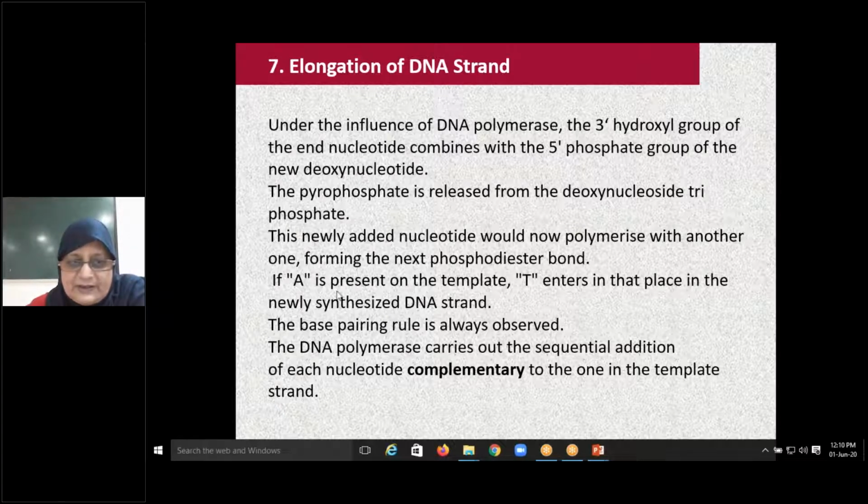If adenine is present on the template, then what will happen on the complementary strand? Thymine will enter in that place in the newly synthesized DNA strand. So always a complementary base will be added in the complementary strand. The base pairing rule is always observed. Then the DNA polymerase carries out the sequential addition of each nucleotide complementary to the one in the template strand. Is it clear so far for everyone? Yes, ma'am.